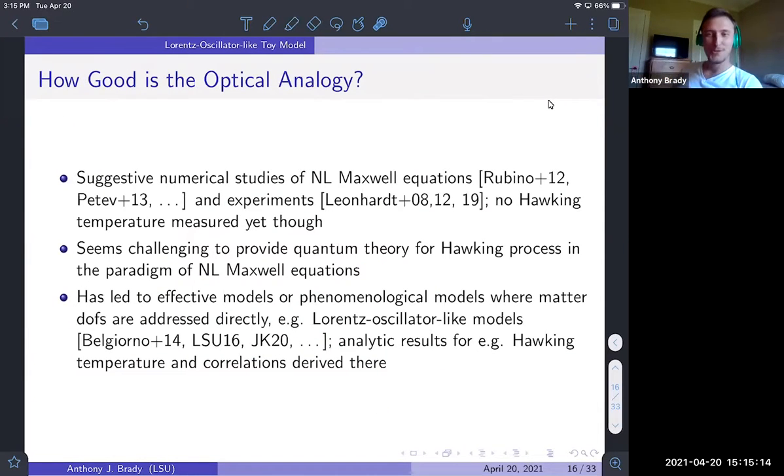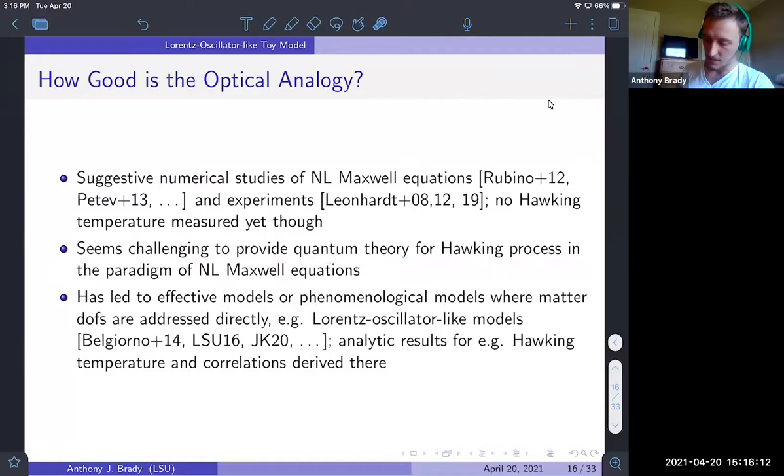Okay. So I just drew pictures and said there's the analogy, but you should be wondering, well, how good is this optical analogy? Is there something of merit there at all? And it seems to be the case that there is. For example, at least in this paradigm of nonlinear Maxwell equations, there are some numerical studies that suggest that a horizon is formed and that there's amplification when this horizon is formed. There's also been some experiments, particularly by Ulf Leonhardt and his group, suggesting the formation of an event horizon and also measurements of the stimulated Hawking radiation. However, no Hawking temperature has actually been measured yet, so you have to take these experiments with a little skepticism.